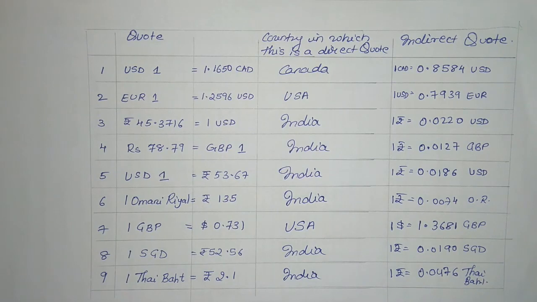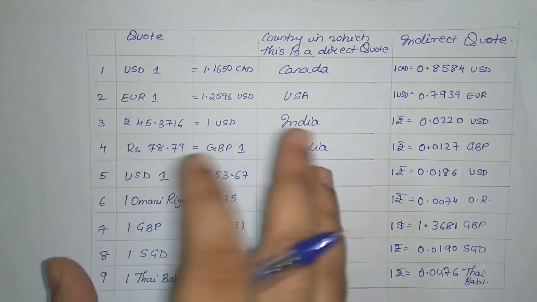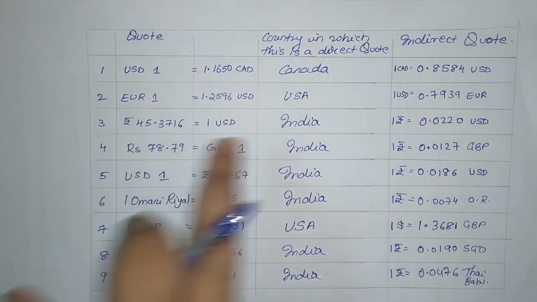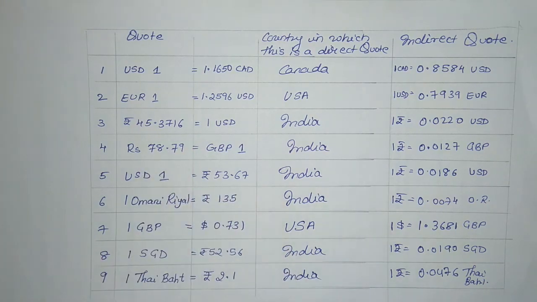Okay, so with this, I guess you all have understood what is direct quote, the country in which the specific amount is a direct quote, and how to get the value of indirect quote. Now, these values which are given are just for example point of view. They have nothing to do with the market. Okay, so with this, the topic related to direct and indirect quote gets done.